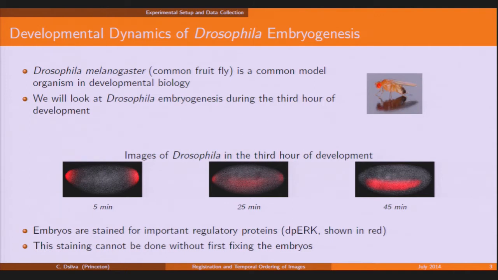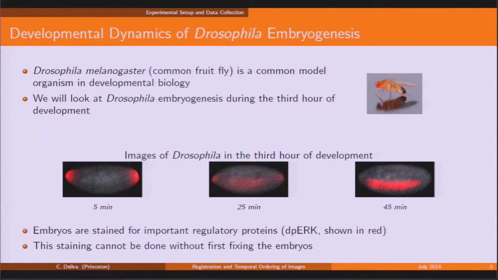We won't be looking at fish, we'll be looking at Drosophila, which is a common organism people use to study developmental dynamics. Drosophila is the common fruit fly. It's about 1 millimeter in length. It's shaped like a grain of rice. And we're going to look at Drosophila during the 3rd hour of its development. Down here you can see some representative pictures of 5 minutes, 25 minutes, and 45 minutes into its development.